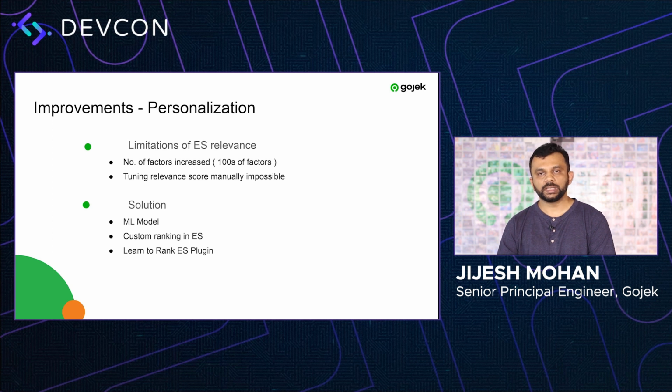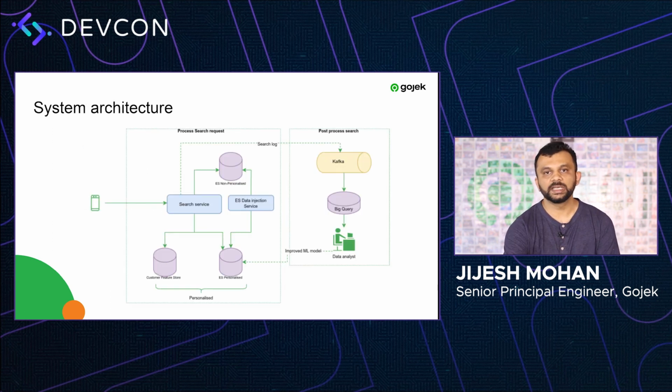Elasticsearch has a plugin architecture where there is a learn to rank plugin which we can use, where we can deploy our own model, and whenever a search happens, Elasticsearch will use this model to do the ranking for us. So this changed the architecture.